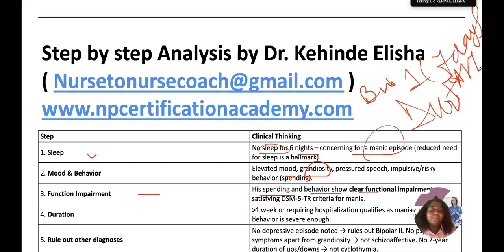Listen, the mnemonic for depression is going to be what? SIG E CAPS. Now, rule out other diagnoses though. No depressive episode. Rule out bipolar 2. Make sure there are no psychotic symptoms apart from grandiosity. No schizoaffective disorder. No 2-year duration of ups and downs, so not cyclothymia. So you're going to be ruling out other things because these things tend to overlap.